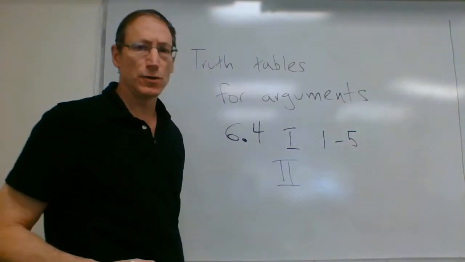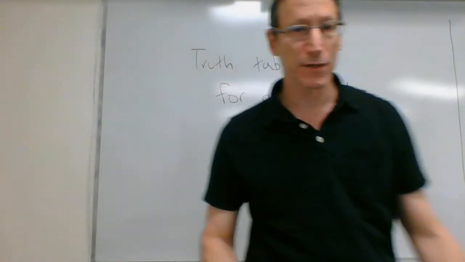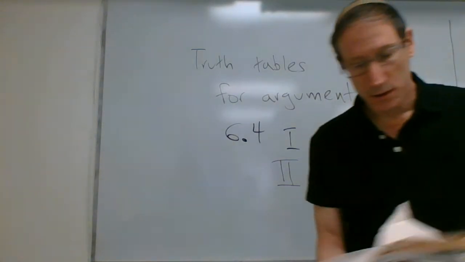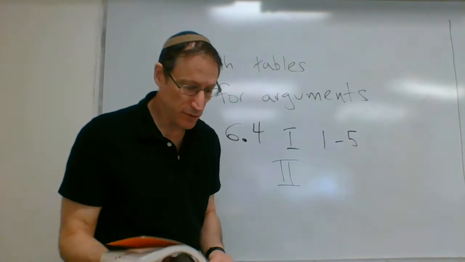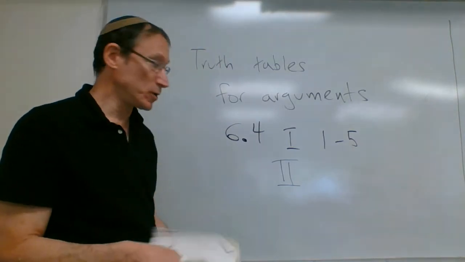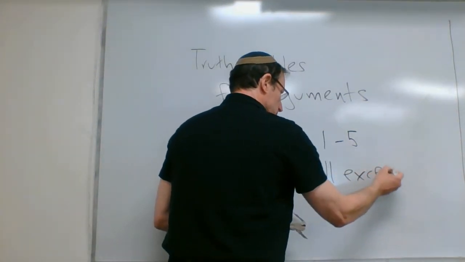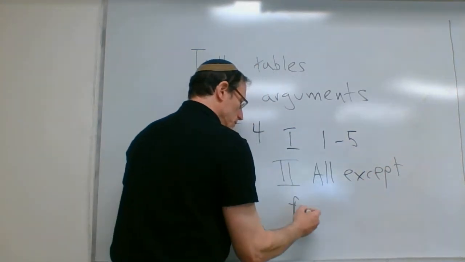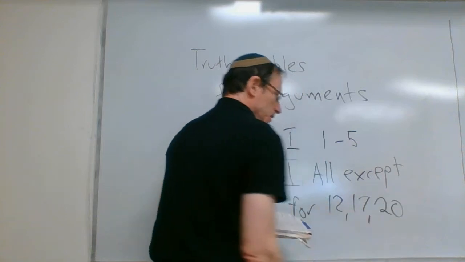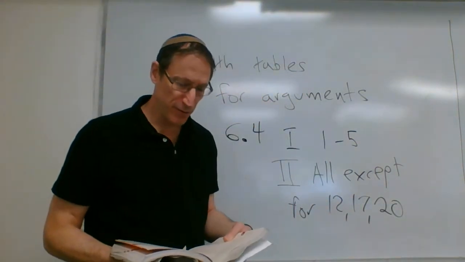And I'd like you to do all of Roman numeral 2 except for, one second, let me look at my book. Okay, all of Roman numeral 2 except for number 12, 17, and 20. I'll write that down. All except for 12, 17, and 20. I'll explain more of the reason why I'm letting you off on doing 12, 17, and 20.